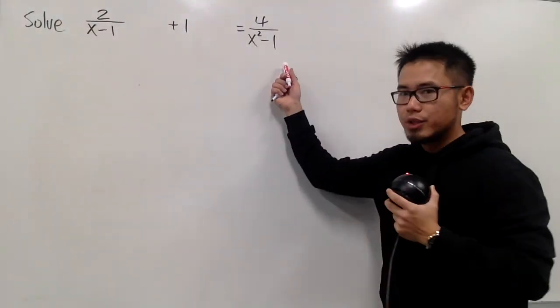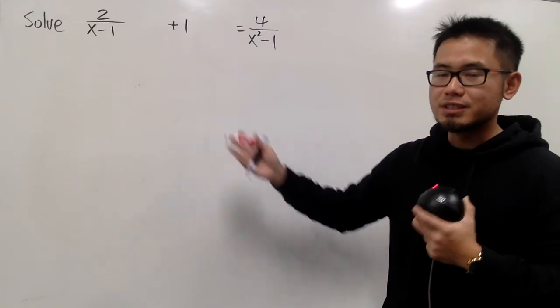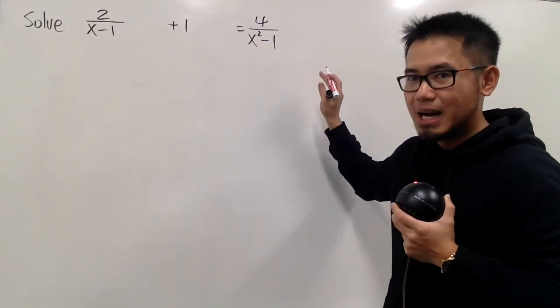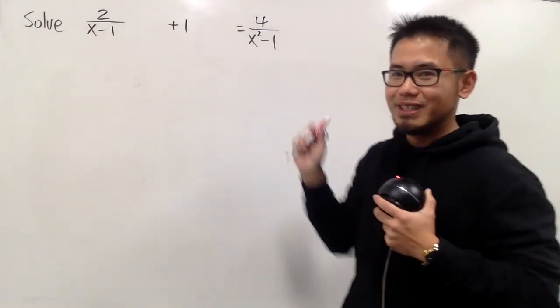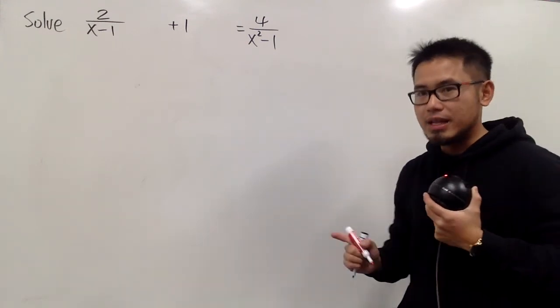Here we're going to solve this rational equation, and the strategy is we'll be looking for the lowest common denominator first, and then multiply each of them by the lowest common denominator. And that's why I left the space right here and right here for the lowest common denominator, okay? And to do so, we have to factor the denominators.